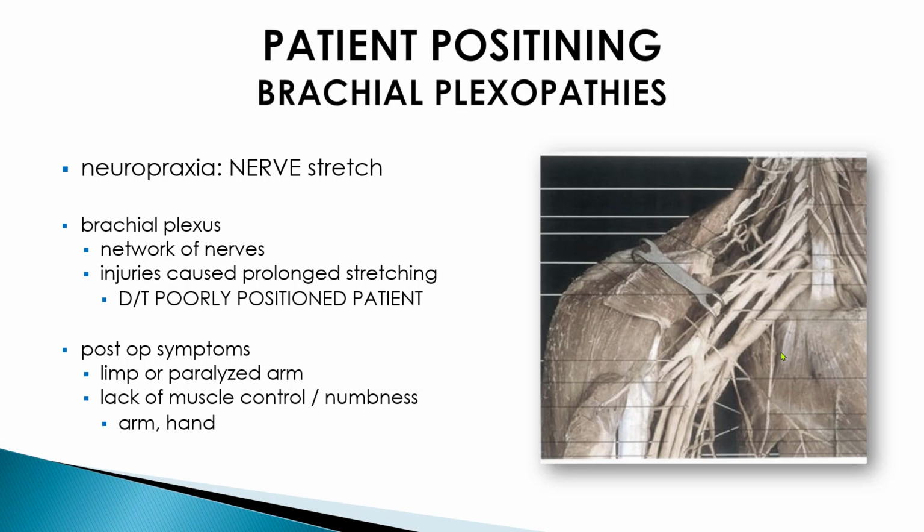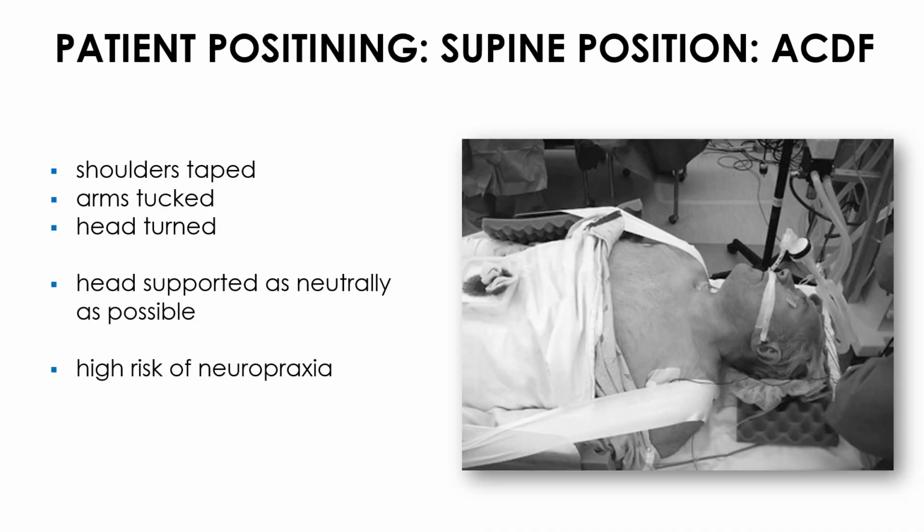Imagine going to sleep for spine surgery and waking up not being able to use your arm. What we can do is help by watching our SSEPs during surgery. This is an anterior cervical decompression and fusion. This is a typical positioning for that. They have the head turned because the incision's going to be right there. They have the shoulders taped so they can pull them down to facilitate a better exposure in the neck.